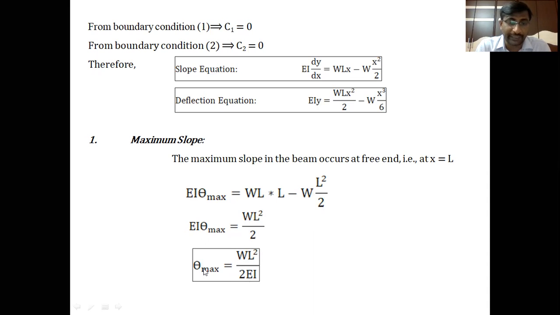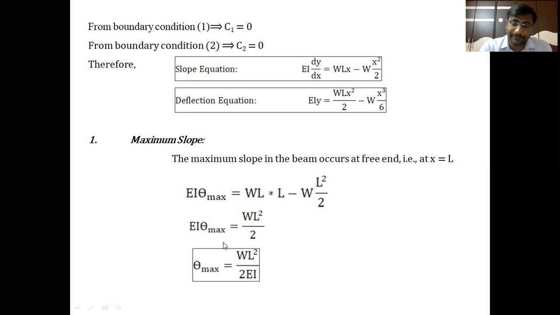This is the formula to calculate the maximum slope at the free end in the cantilever beam with a point load. W is the point load, L is the span of the beam, E is the Young's modulus of the given material of the beam, I is the moment of inertia of the given section of the beam. Okay, this is the maximum slope in the beam.